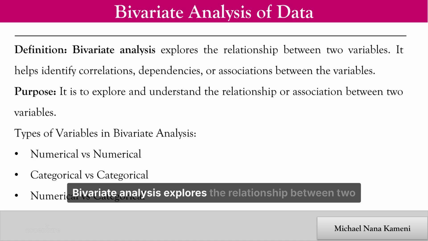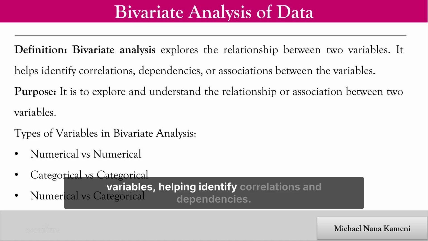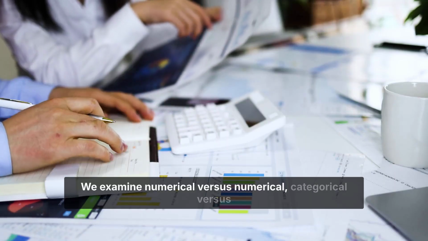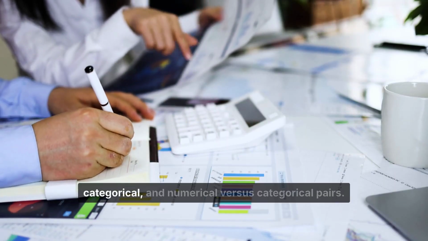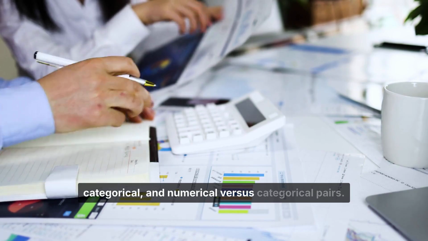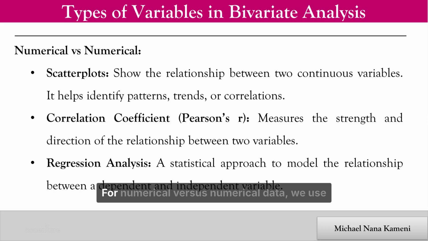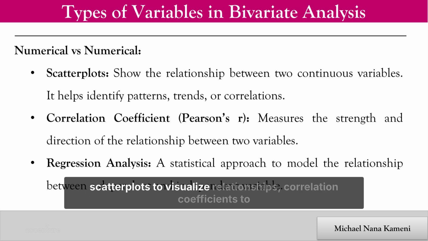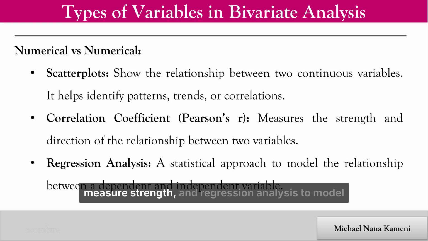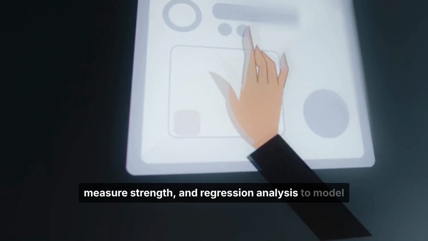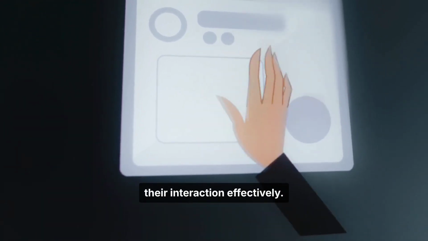Bivariate analysis explores the relationship between two variables, helping identify correlations and dependencies. We examine numerical versus numerical, categorical versus categorical, and numerical versus categorical pairs. For numerical versus numerical data, we use scatter plots to visualize relationships, correlation coefficients to measure strength, and regression analysis to model their interaction effectively.